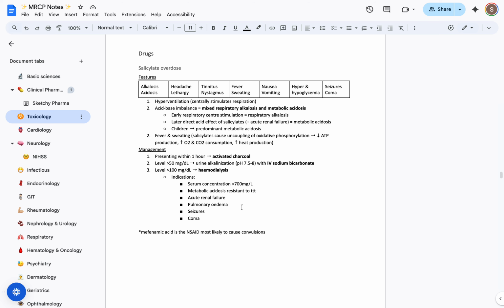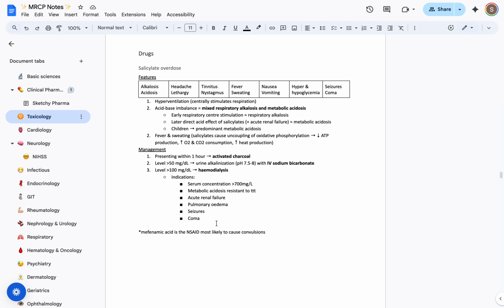If the level of salicylate is more than 50, you alkalinize the urine with IV sodium bicarb. If the level is more than 100, you do hemodialysis. If it's 100 milligrams per deciliter, or if it's more than 700 milligrams per liter, or if we have metabolic acidosis resistant to treatment, and then if we have something severe like acute renal failure, pulmonary edema, seizure, or coma.